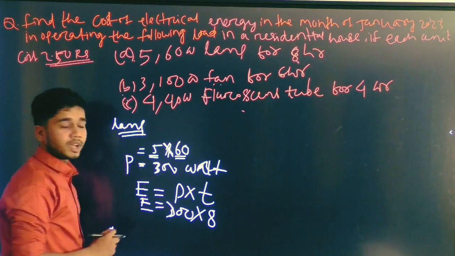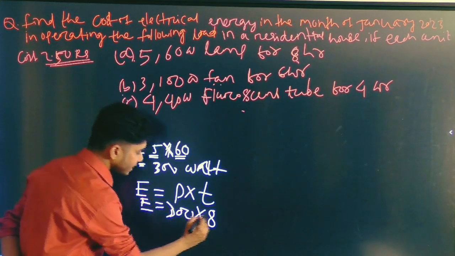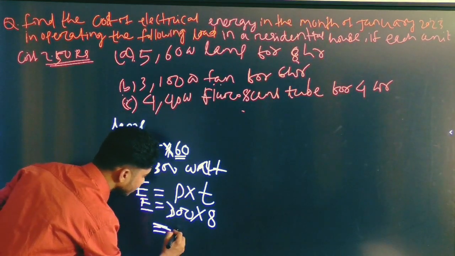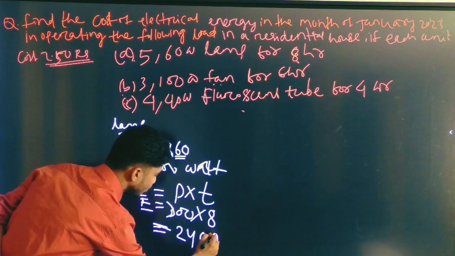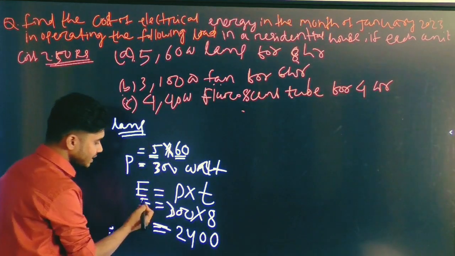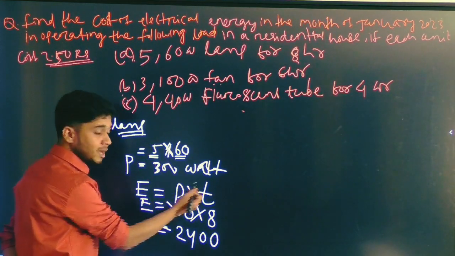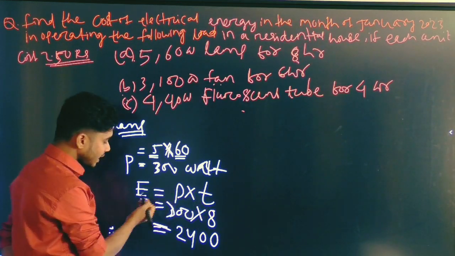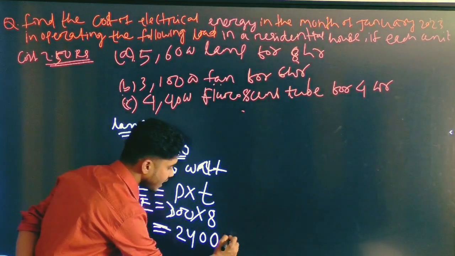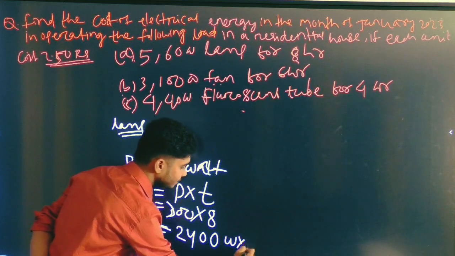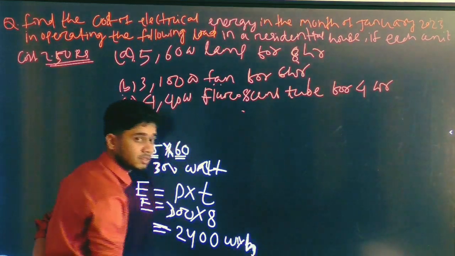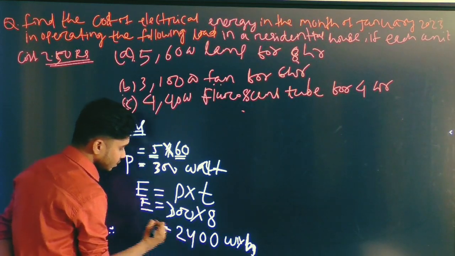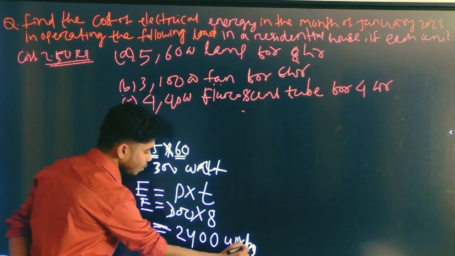The energy consumed by the lamp load is 300 into 8, which is basically 2400. What is the unit of this energy? This energy is calculated by multiplying power with time. The unit of power is watt and the unit of time is hour. So the unit of this energy must be watt into hour. So this is how we can calculate energy: 2400 watt hour.